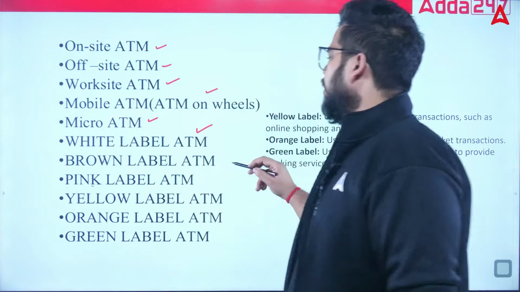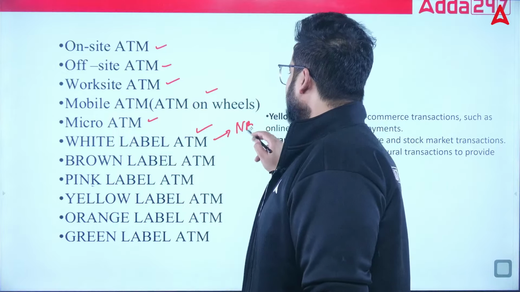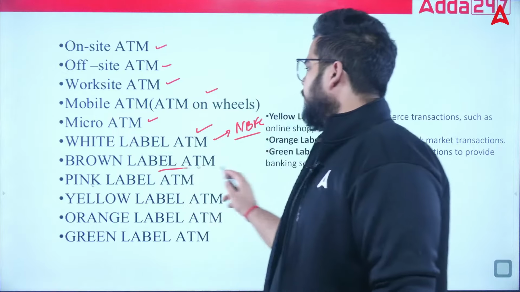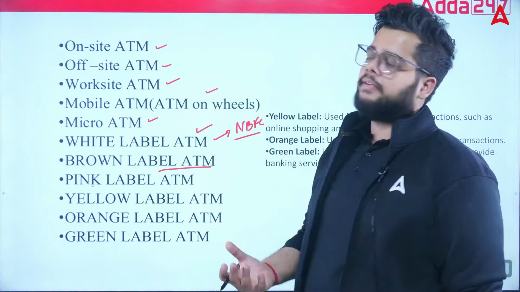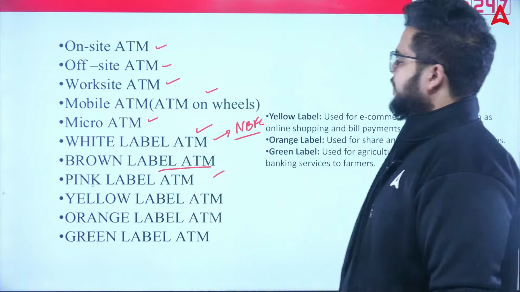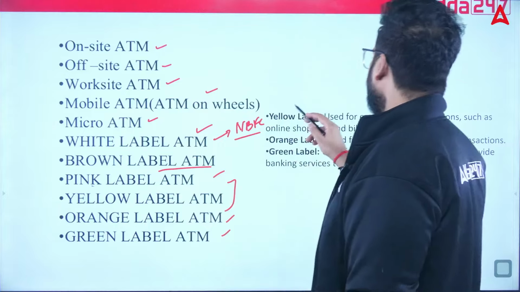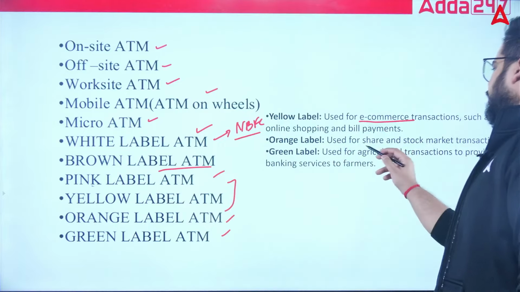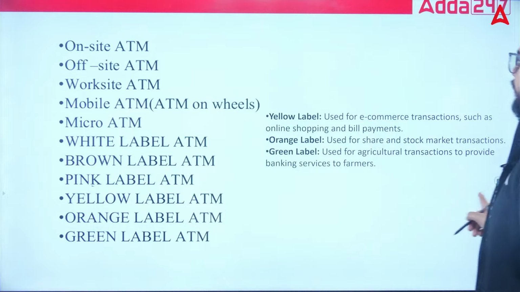White label ATM, simply stated, it is for the NBFCs. Then we have the brown label ATM, where a third party is involved while delivering the services of ATM to the bank. Pink label, specifically for the women beneficiaries. Then yellow label, orange and green. Yellow is for e-commerce, orange is for share and stock market, green is for agricultural transactions.